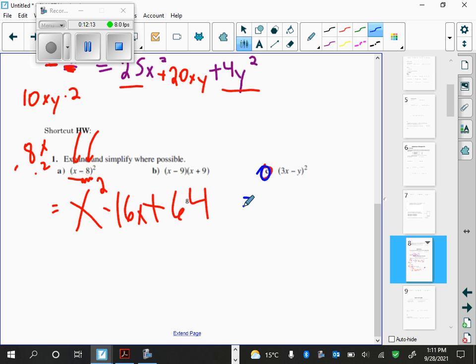Okay, Mary, pay attention because you just came in. So, first thing we do is 3x times 3x. Everyone? Nice. Last thing, or the second thing, is negative y times negative y, at the end plus y squared. And then your second term is going to be 3x times negative y, so negative 3xy times 2, negative 6xy.